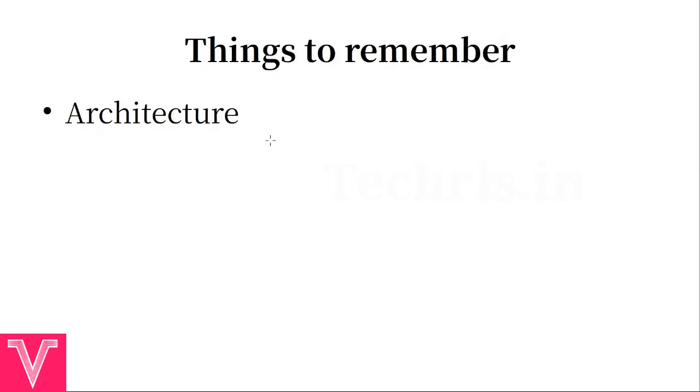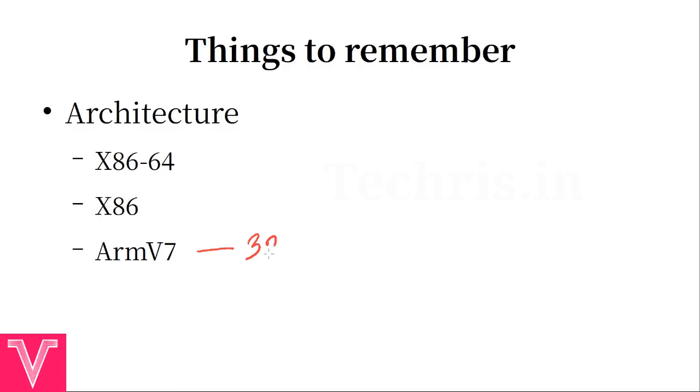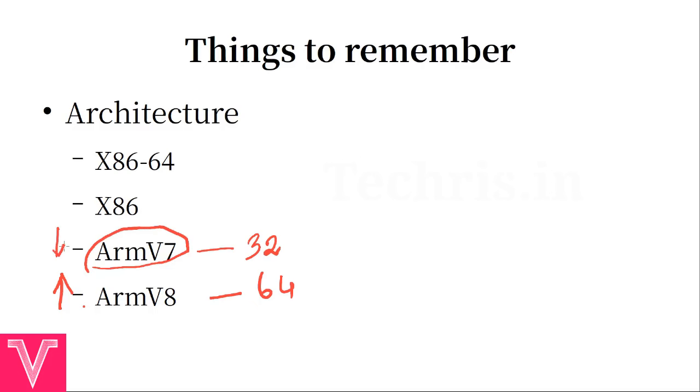These desktop and mobile computing devices vary in their architecture. They are x86_64 or x86. This is 64-bit. This is 32-bit. These are mainly for desktop. Similarly, for mobile devices also, devices with ARM architecture are available. ARM v7 is for 32-bit. ARM v8 is for 64-bit devices. The number of 64-bit devices is increasing and the number of 32-bit devices is decreasing.